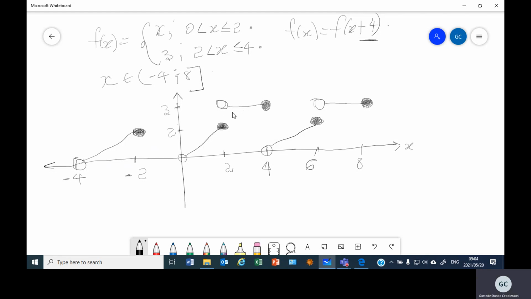Now let's move the second piece. This was at x equal to 2, so it will move 4 units to the left. It will be at x equal to -2. This was at x equal to 4. If it moves 4 units to the left, it will be here at 0. And it should go straight. Remember, this was shaded, so it will still be shaded. Right. Now we've sketched this graph from -4 up to 8 in this given interval of x.